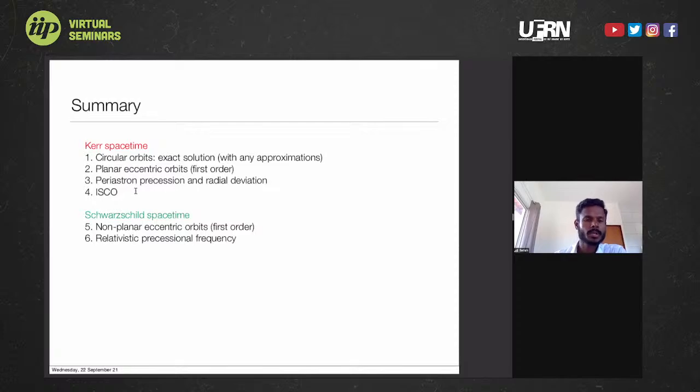Because we don't have the Carter constant of motion for the Kerr spacetime, I have reduced the complications to Schwarzschild spacetime and given the complete non-planar eccentric orbits up to first order. And eventually I have given a completely relativistic precession frequency for describing the spinning particle in Schwarzschild.